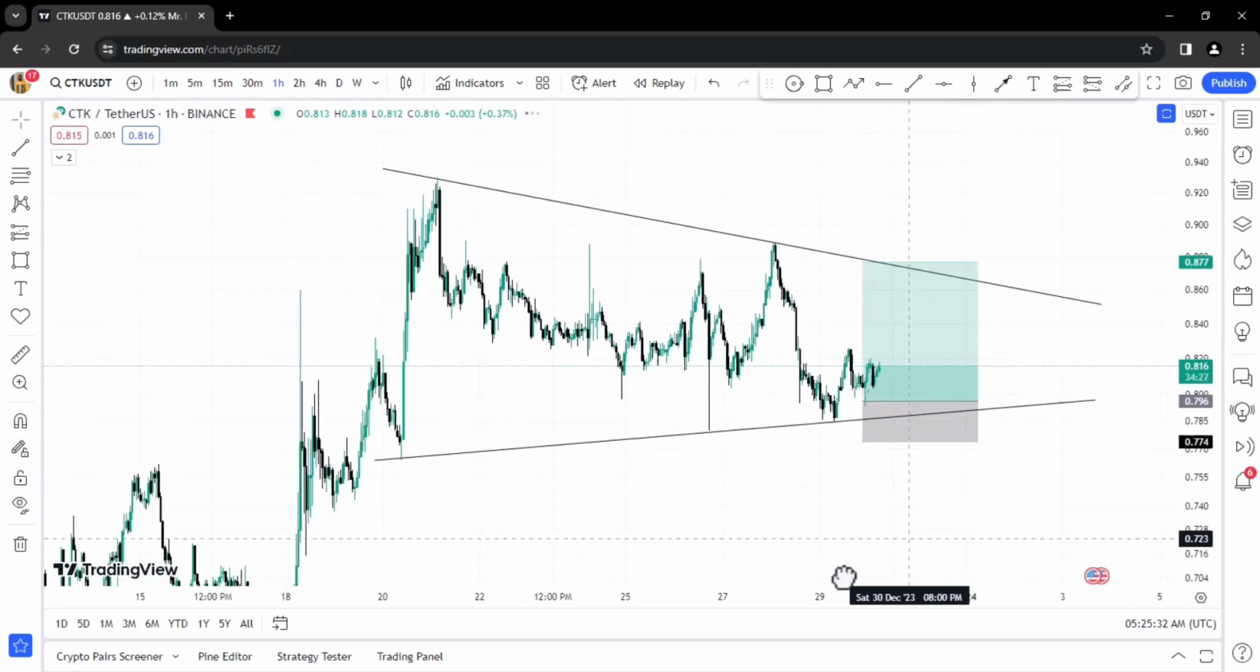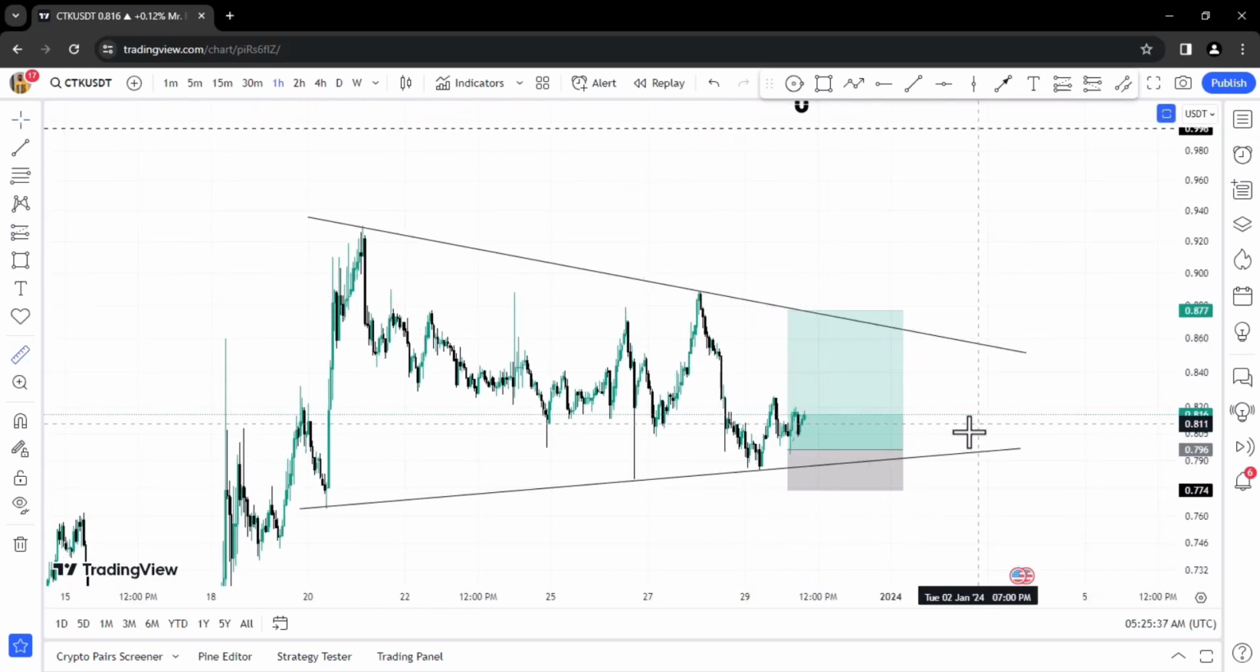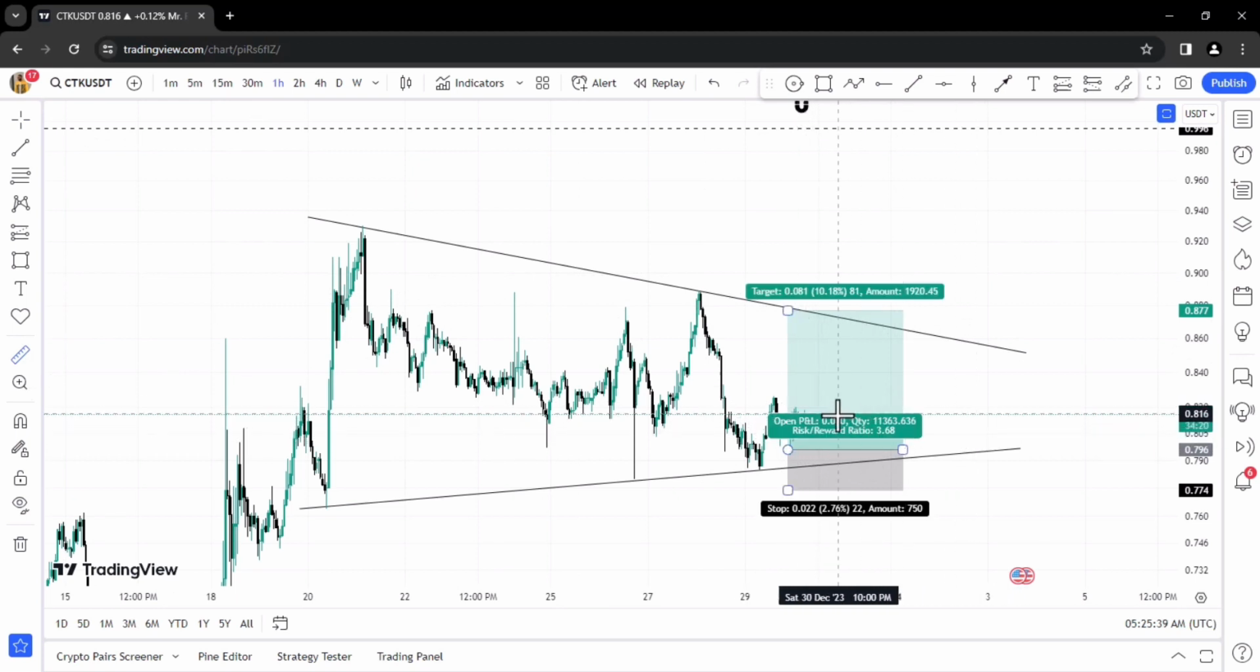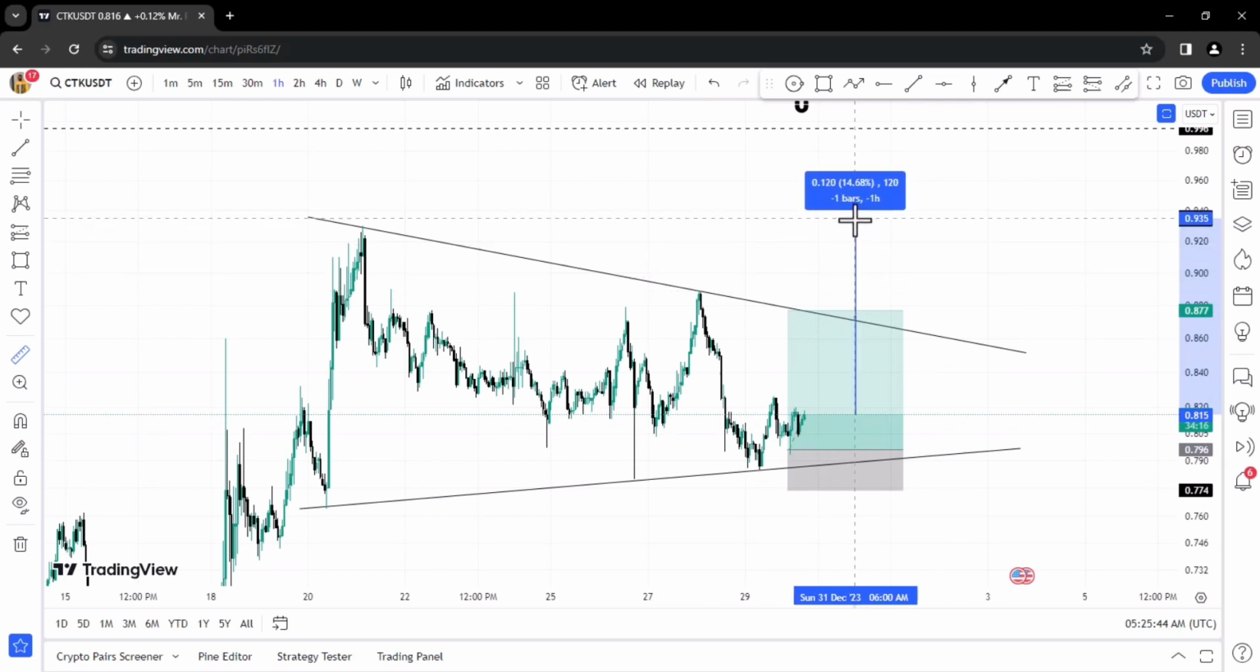And where are we targeting? First, a clear breakout of this zone. If the market breaks out of this zone, this is around 9%. We now target this high first. It's around 14%.